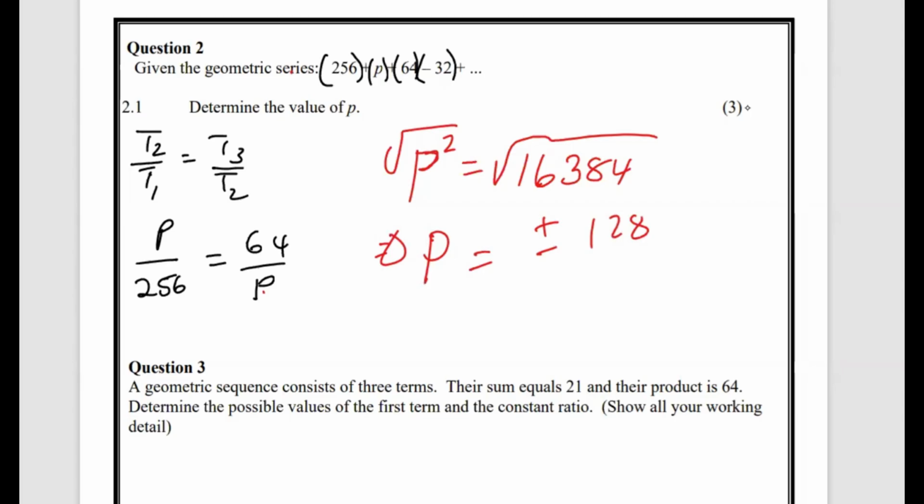But now looking at the pattern or the series, what do you think is the most suitable? Because they said they want the value, not values. Let's see. If I get negative 32 and then divide it by 64, that is going to give me negative a half. So which means my constant ratio is negative a half. Since there's no negative in between, the correct value is going to be negative 128.